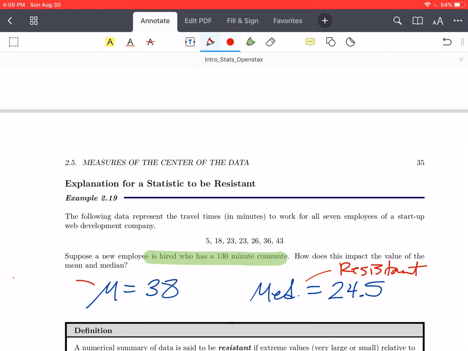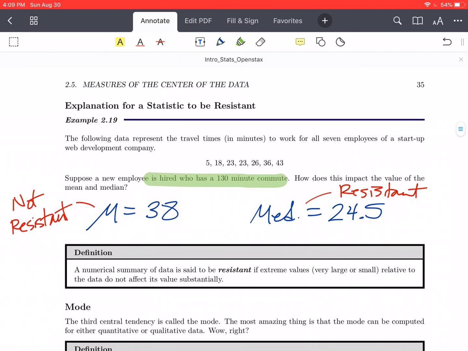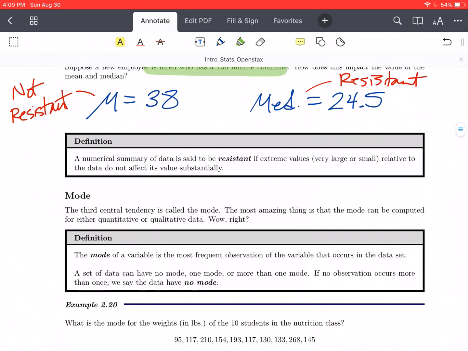The mean is not resistant because the mean depends on the specific value that we get from the data. So if I add in a really large number or an outlier, the mean is going to change significantly, but the median will not. Okay, so the median is resistant, the mean is not resistant.